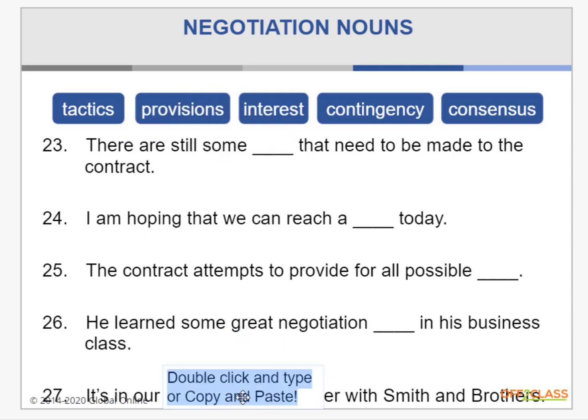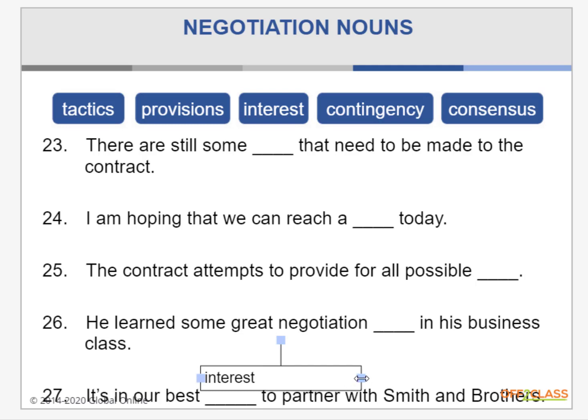It is in our best interest to partner with Smith and Brothers. Another way of saying interest would be to say, this is good for us. Instead of saying best interest, we could say, it is good for our business to partner with Smith and Brothers. You see how I did that? I wanted to show you that example because I know interest is kind of a weird word. Let me do one more.